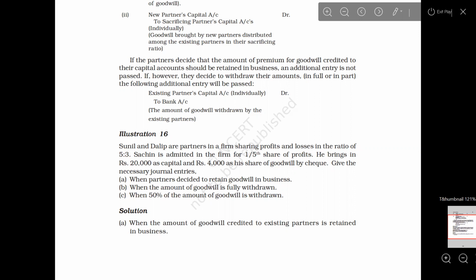Case A, when the partners decide to retain goodwill in the business. Case B, when the amount of goodwill is fully withdrawn. Case C, when 50% of the amount of goodwill is withdrawn.